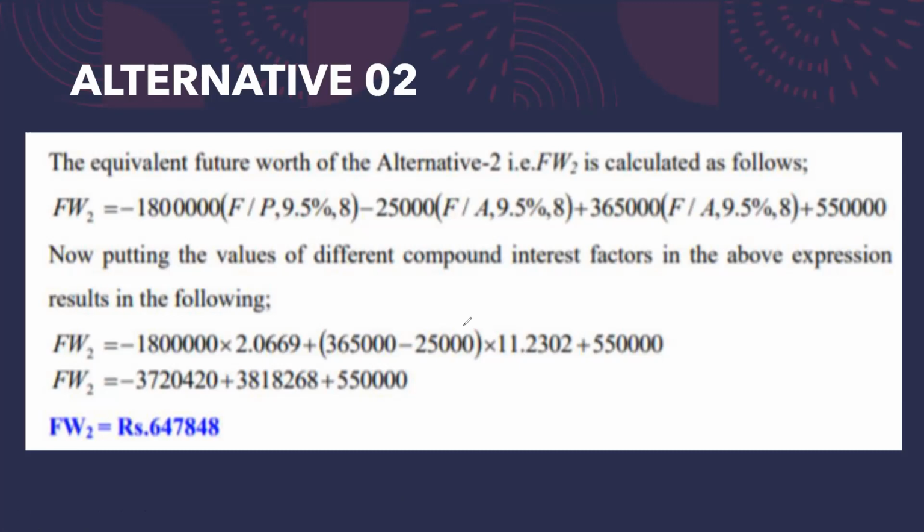Clear? So this is the common factor of this one as well as this one. So both are the same. Since both of these have this 11.2302 common factor, they have taken it out, and inside the bracket they have just put this one first and this one second, because this is plus and this is minus.